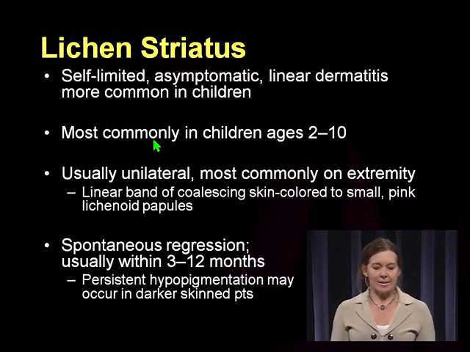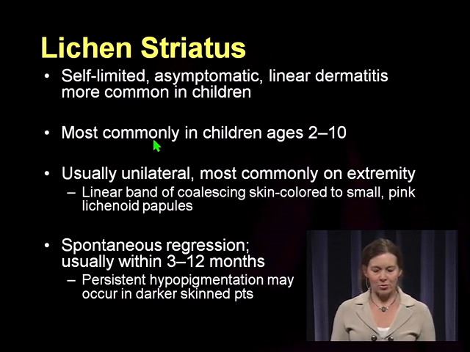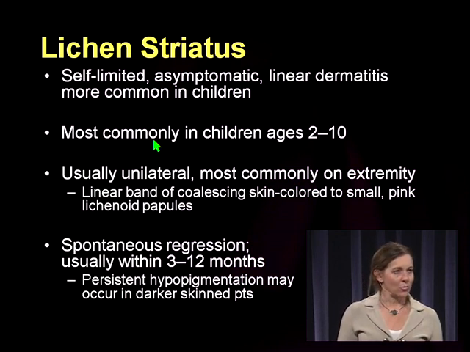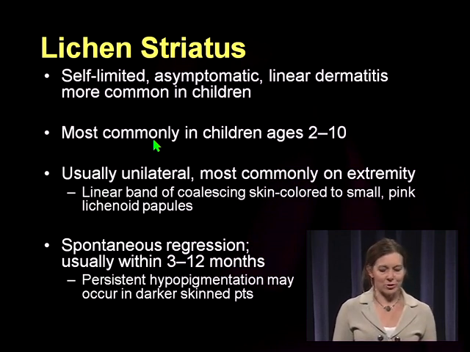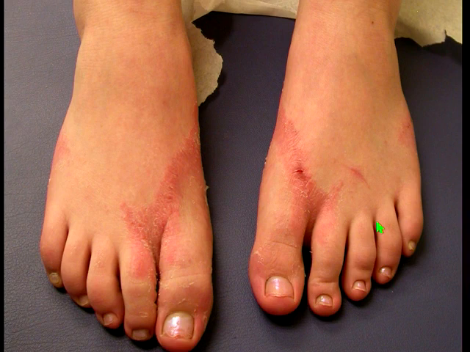And typically, this is a linear band of coalescing skin color to pink flat top papules, or what we call lichenoid papules. Fortunately, this condition tends to go away on its own within about several months, usually within a year or so. However, it often leaves some hypopigmentation or decreased pigmentation in darker skinned individuals. So here we see a couple examples. You can see this nice linear pattern here, coalescing pink papules forming a linear plaque, and a similar lesion on the abdomen here. And here's another, that's it on lichen striatus.